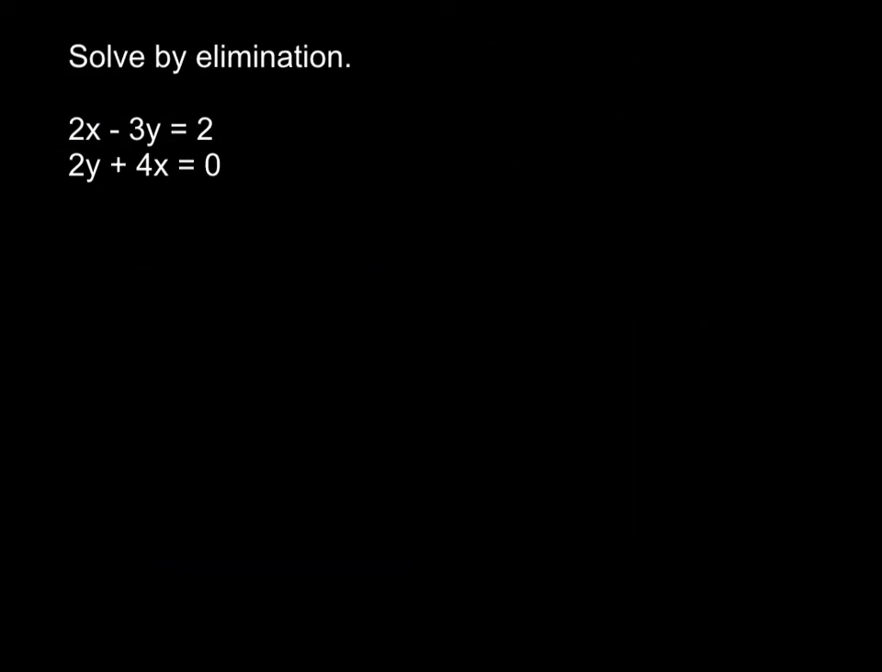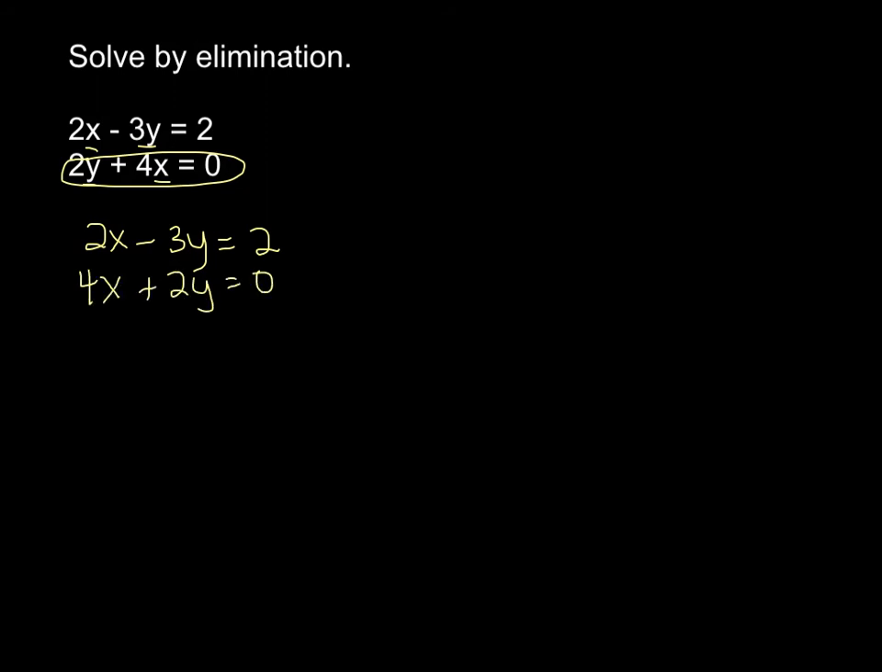So let's look at our next. Again, solve by elimination. First thing that I'm noticing is my first equation has an x and a y, and my second one has a y and an x. So the first thing that I'm going to do is rewrite that second equation. So my first equation is 3x minus y equals 2. The second one is 4x add 2y equals 0.